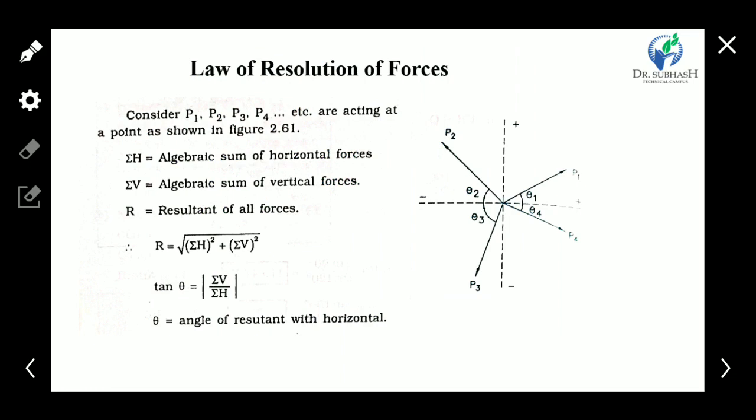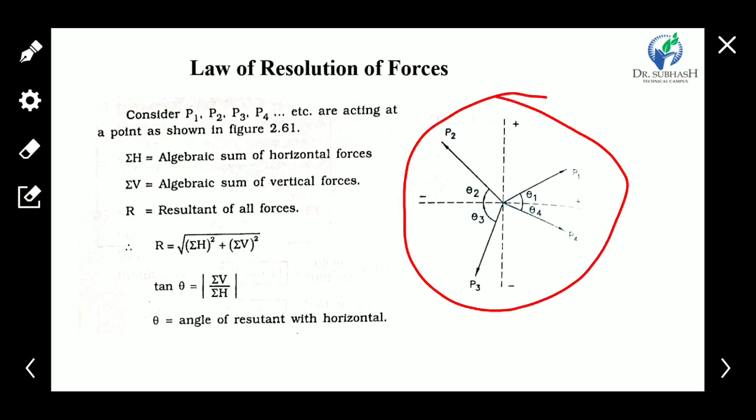Now, the law of resolution of forces. If there is more than one force, then this law is helpful to find the resolution of forces.